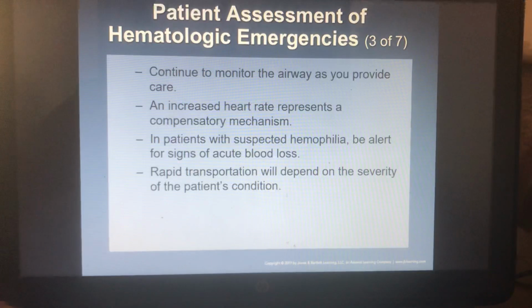If they have hemophilia, you need to try to see if you can stop the blood loss, especially if it's external bleeding, like they've got a cut or something of that nature, and you need to go ahead and put on a tourniquet, control the bleeding.